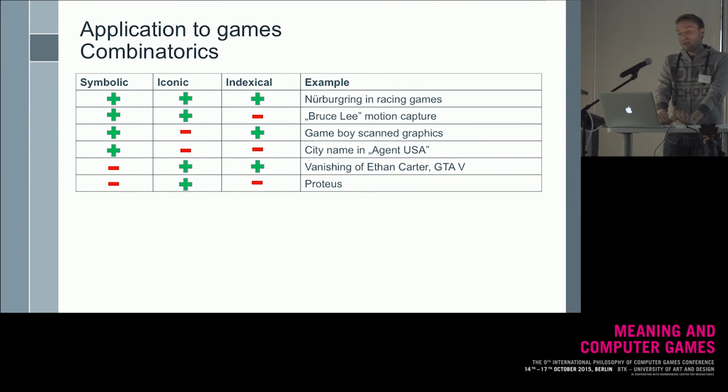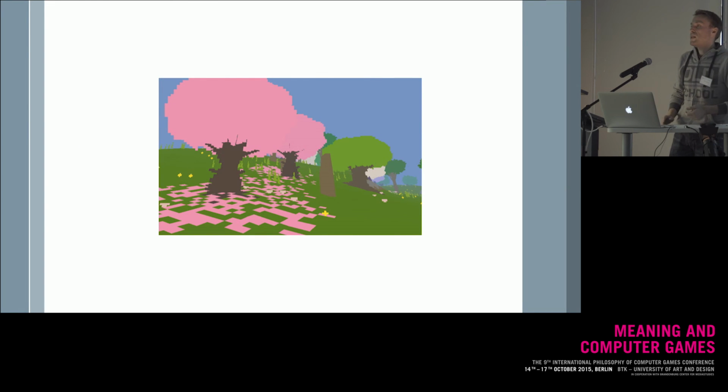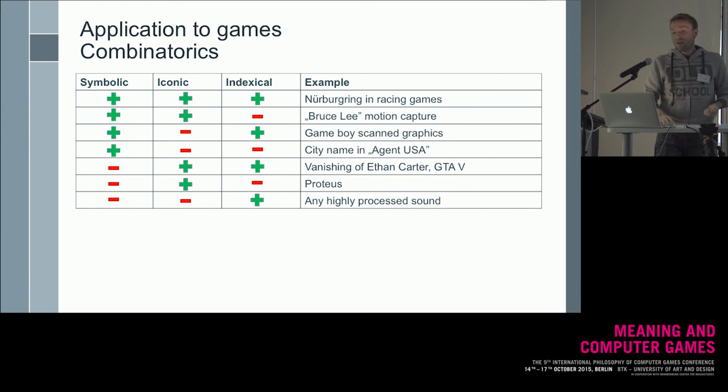An example of something that is not symbolic and not indexical, that is, it doesn't say what it is, it wasn't taken from anything, but it's still similar to something, is something that is procedurally generated, like in Proteus. That basically, it cannot be said to be indexical in any possible sense, but still it resembles trees and stuff. And an example of something that is not symbolic, not similar to anything, but still was taken from something, in this way, it is a representation of this.